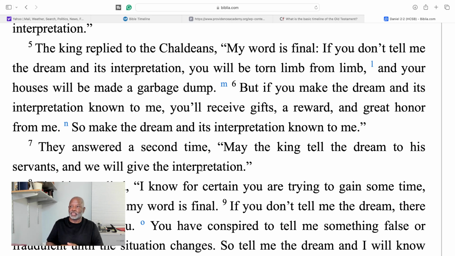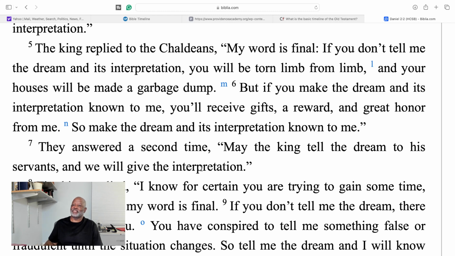So we see the same thing that's going on here. These magicians, they were all prepared to tell him anything. He says, not this time. Not this time. Okay.